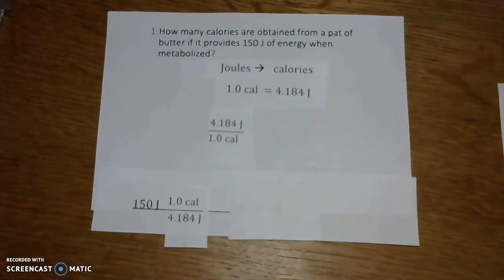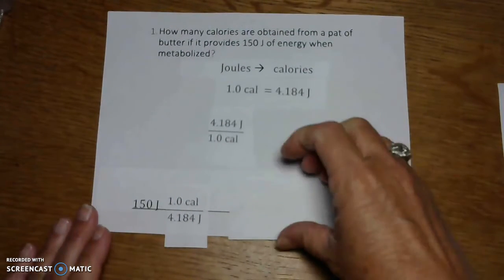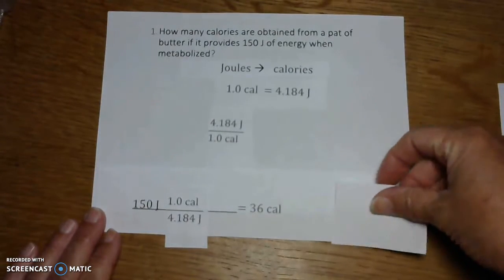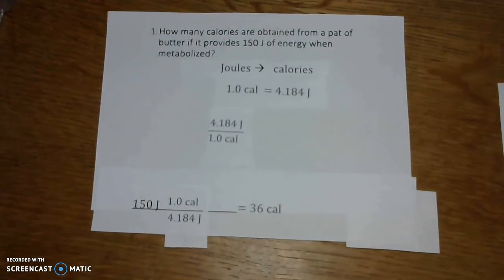When I put this in my calculator, I'm going to calculate 150 times 1, and then I'm going to divide by 4.184. And that's going to give me my answer of 36 calories.